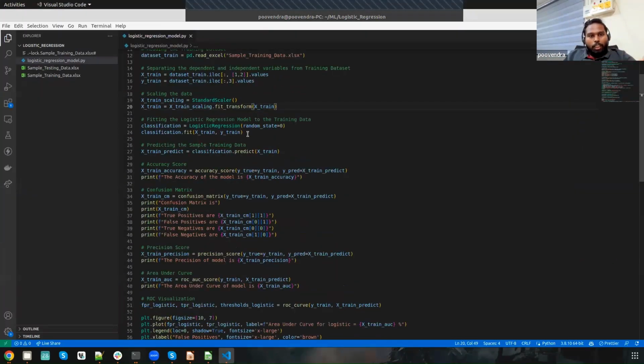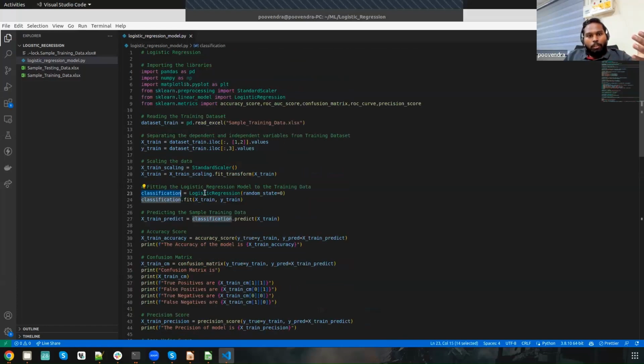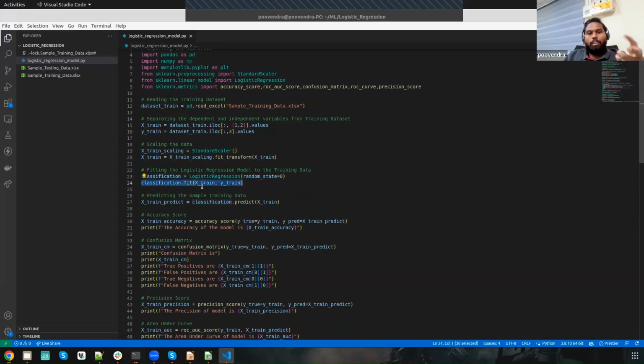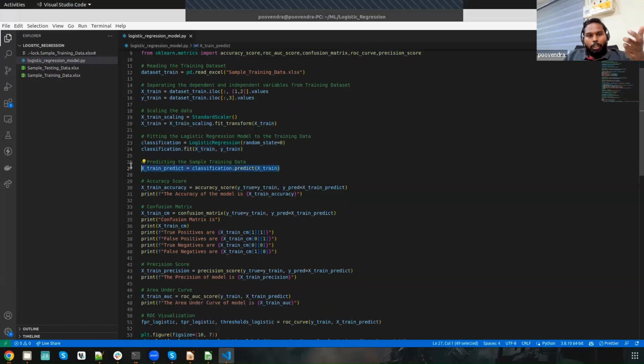So after doing the scaling, I'm going to do the logistic regression. Yesterday you saw linear regression, now it is logistic regression. So classification equals, I'm creating the instance. After that I'm doing the fit, so fit of X train comma Y train. The same I'm going to do, and at the end I'm going to predict with this model.